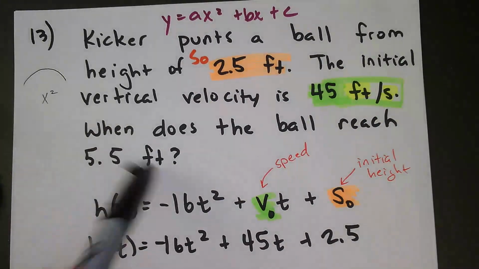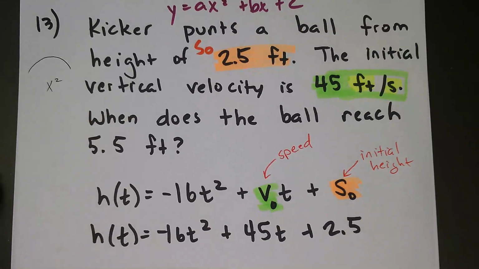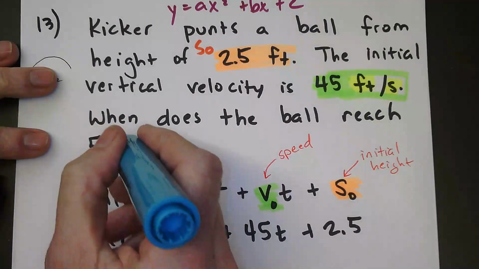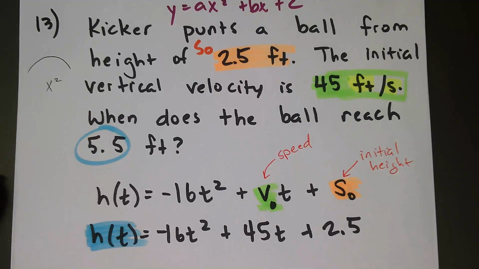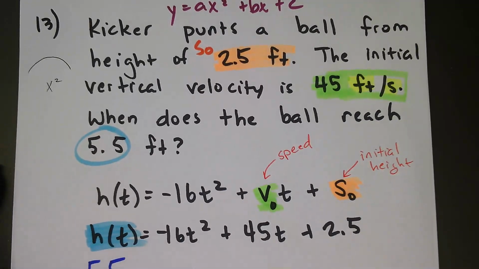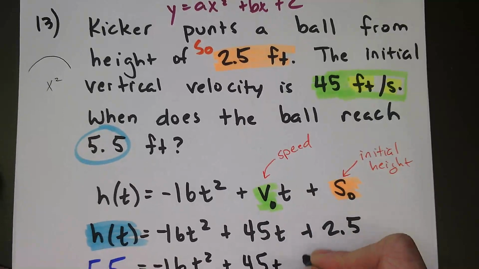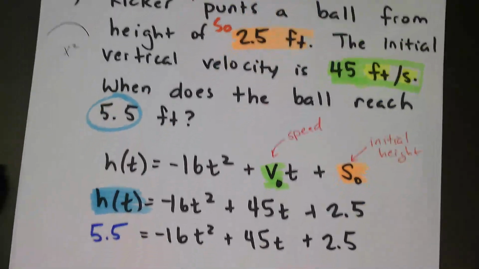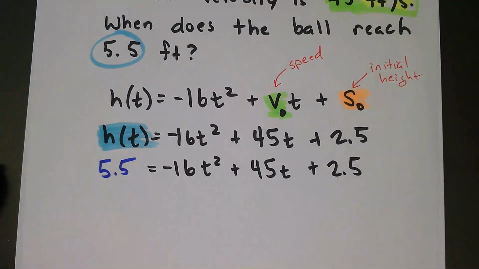Then they want to know, when does the ball reach 5.5 feet? So we want to know, when is the height 5.5 feet? Well, going in here, we want to know when that happens. So we're going to replace the h of t with 5.5. So now the equation is going to look like this. So that's the 5.5 feet for the height. We're going to put that in there.